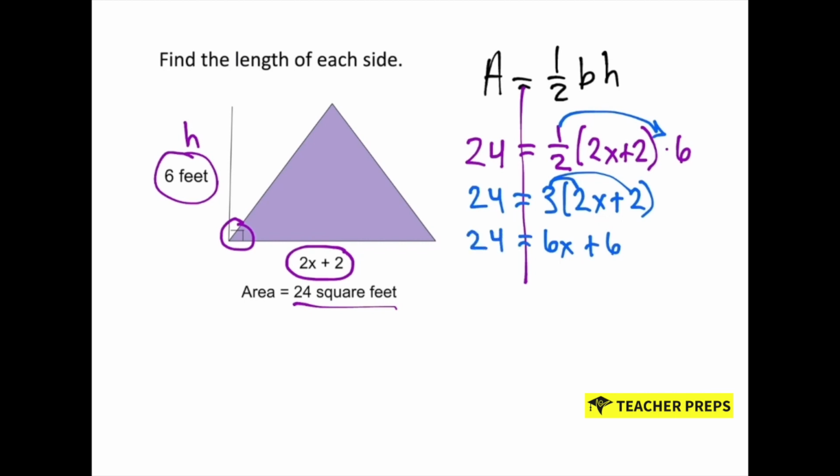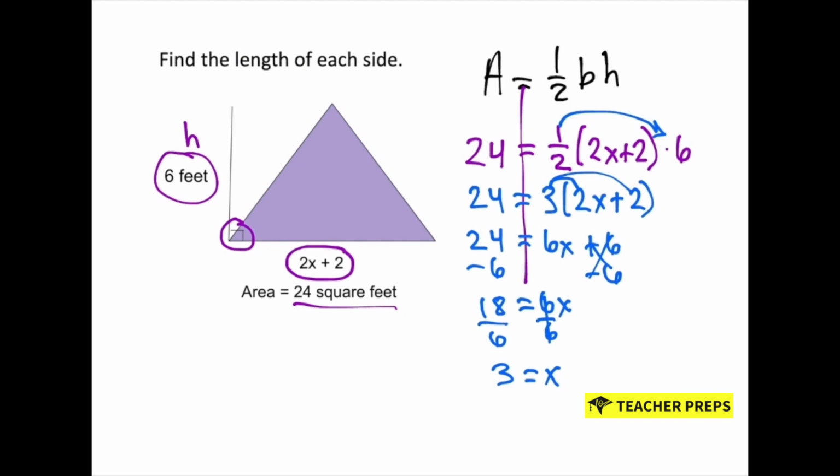Now we have a two-step equation. When we solve a two-step equation, we work backwards of order of operations, meaning we're going to get rid of this plus 6 first by subtracting 6. 24 minus 6 is 18, and that equals 6x. Finally, divide by 6. And we see that x equals 3.